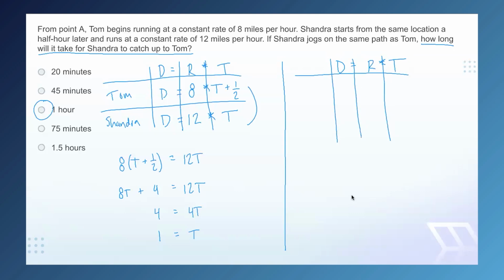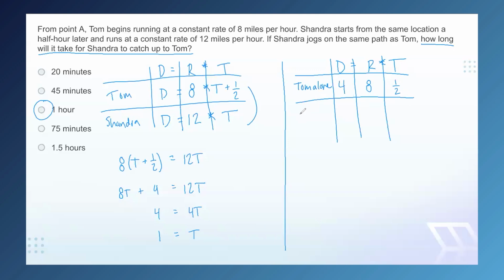All right, in our first stage, Tom is running alone. When Tom is running alone, his rate is 8 miles per hour, and his time running alone is 1/2 hour he runs before Chandra starts. This tells us that our distance is going to be the rate times the time, or 4.